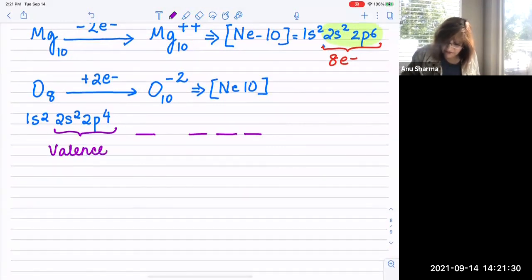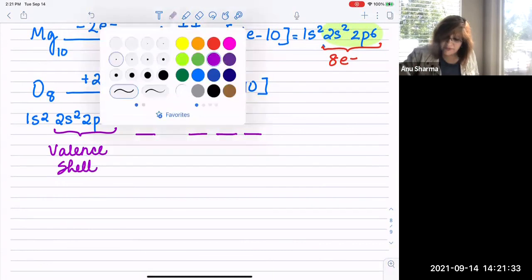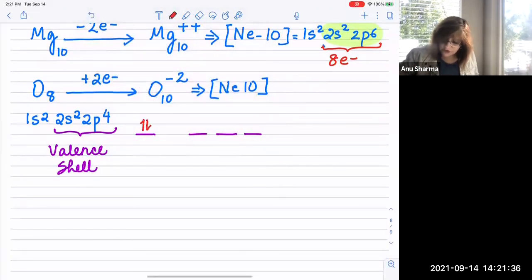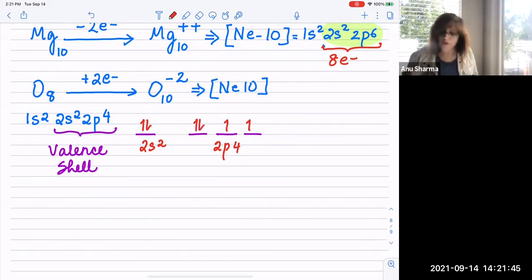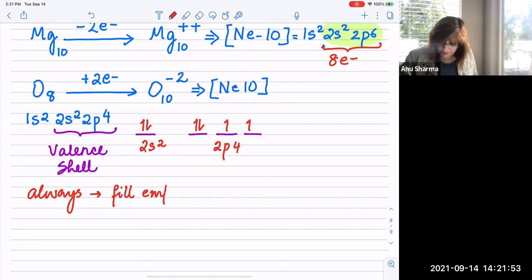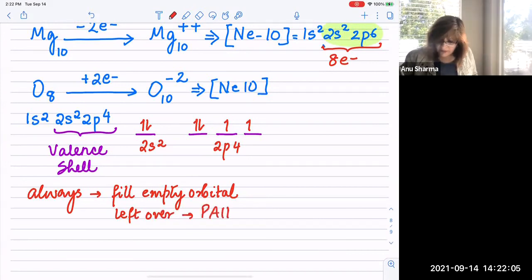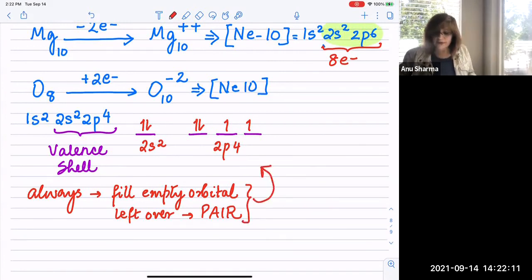This is the valence shell, and here we have 1, 2 for the 2s2, and 2p4 is this 1, 2, 3, and 4. So remember, always fill empty orbitals first. Then with the leftovers, use them to pair. Okay, so like I showed you here. So first fill always. So that's the orbital diagram of this.